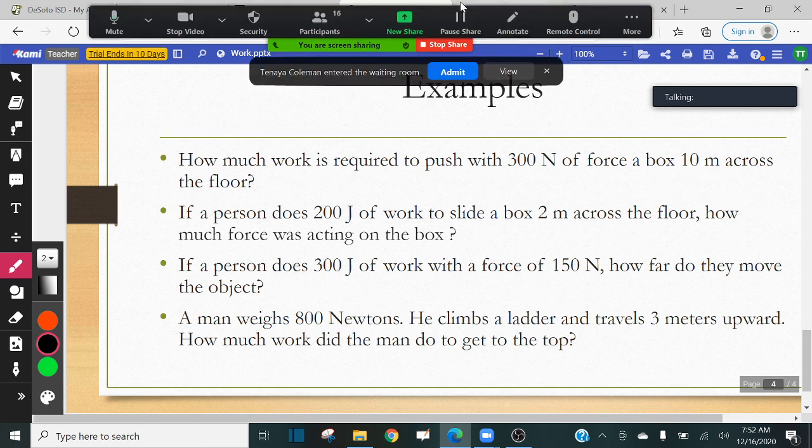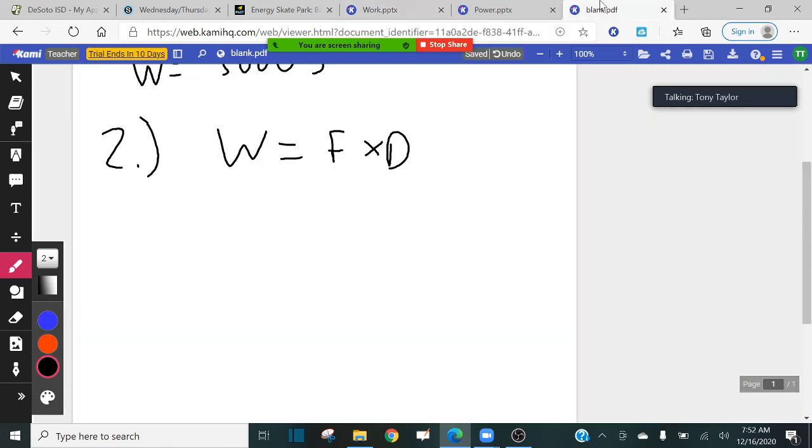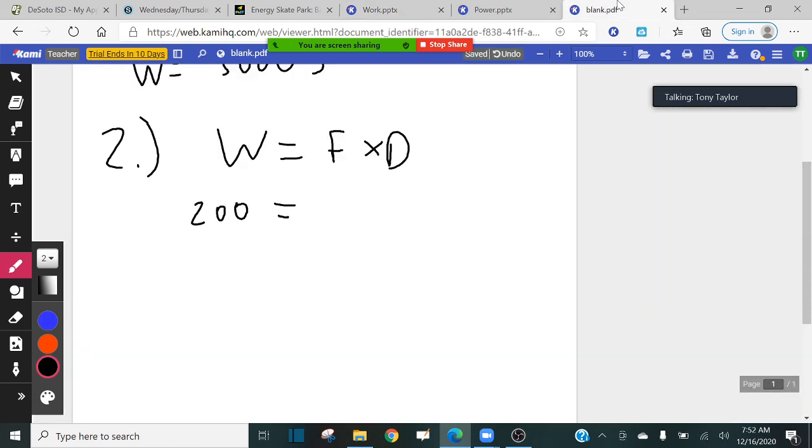Okay. So it says that the person does 200 joules of work. So that's our work being done. So I'm going to plug in 200 joules here. And we know that the box slides a total of 2 meters. So that's our distance. Our distance is 2 meters. So I'm going to plug in 2 into this equation.